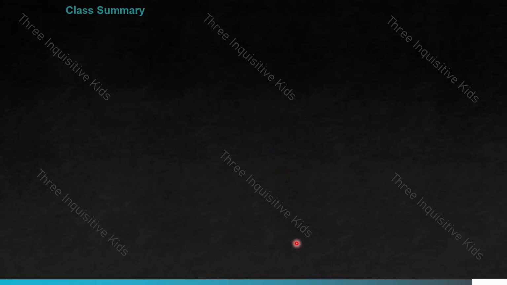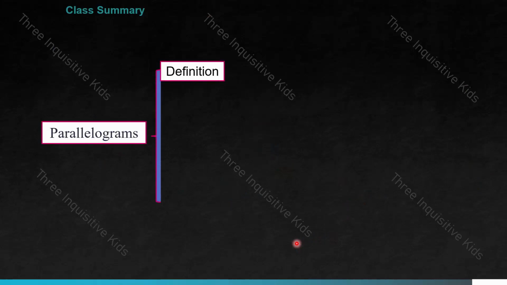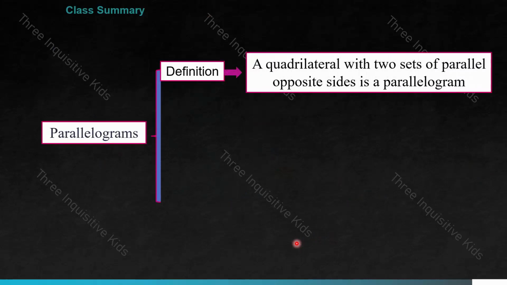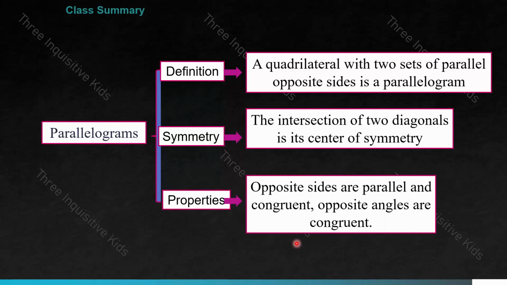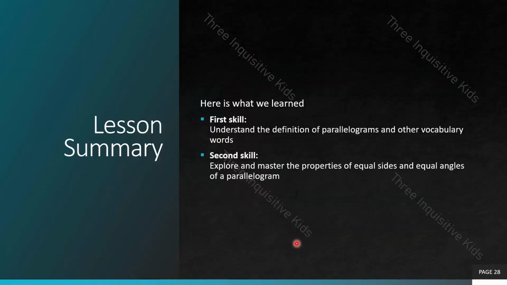Class summary. Parallelograms. Its definition is a quadrilateral with 2 sets of parallel opposite sides. Symmetry. The intersection of the 2 diagonals is its center of symmetry. And its properties are that opposite sides are parallel and congruent, and opposite angles are congruent.